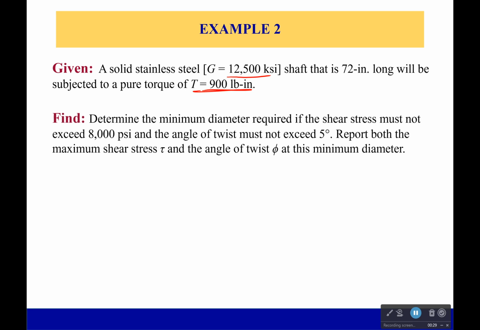Okay. So what do we want to find? Well, we want to find the minimum diameter required if the shear stress must not exceed 8,000 psi. And being the keyword here, the angle of twist must not exceed 5 degrees. So we're going to find the minimum diameter, and figure out what the shear stress and angle of twist are at those points.